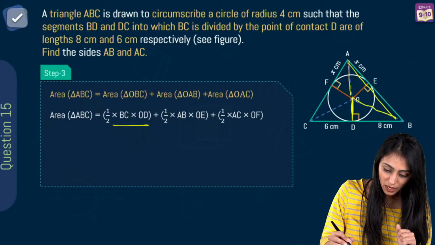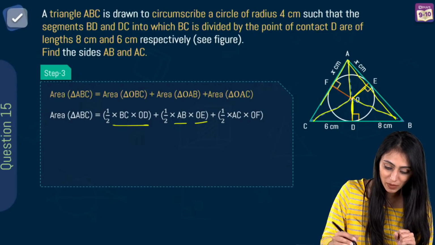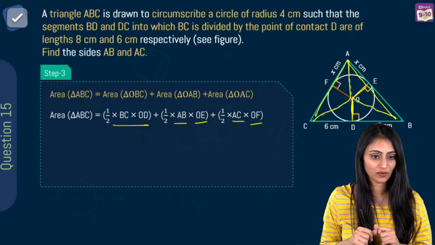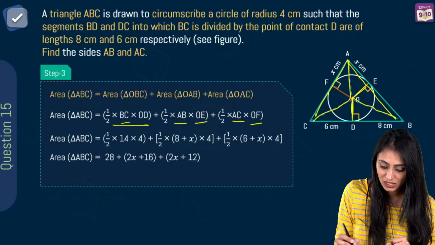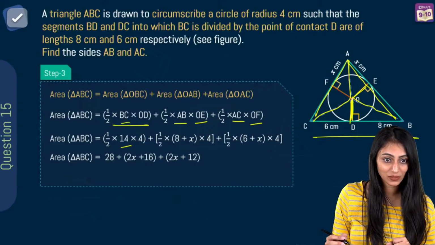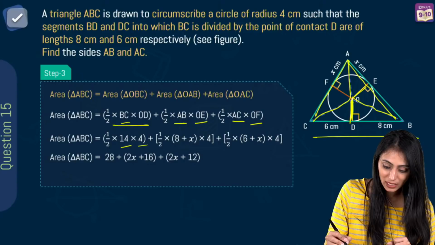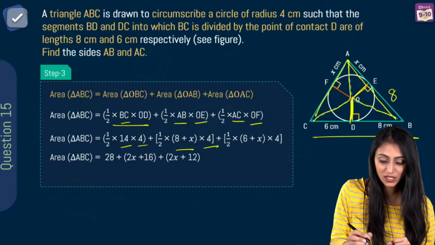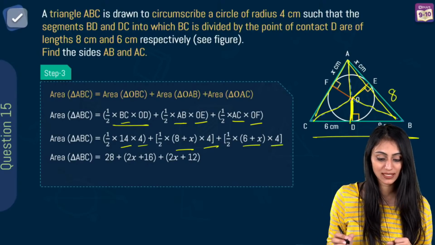again here also, base times height, AB times OE. In this other triangle OAC, base times height, AC times OF. Yes, let's put everything here. What is BC? BC we can see it's 14. OD is what? OD is the radius, that's 4. So AB is what? AB over here is going to be x plus 8. And OE is what? That's 4. That's the radius again. And this is 6 plus x times 4.